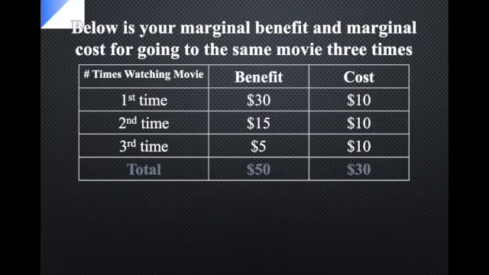So here's an example of going to the movies. The first time that you go and watch a movie at the movie theater, it costs you $10 for the ticket, but you feel like you got a lot of benefit, right? Obviously the benefit outweighed the cost, which was why you chose to go to the movie. So the benefit is $30, whereas the cost is only $10.